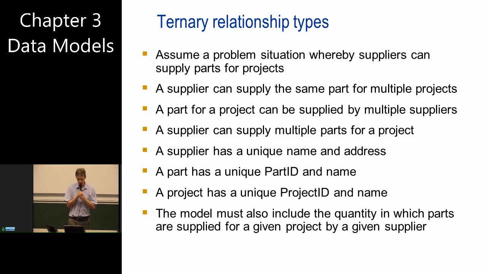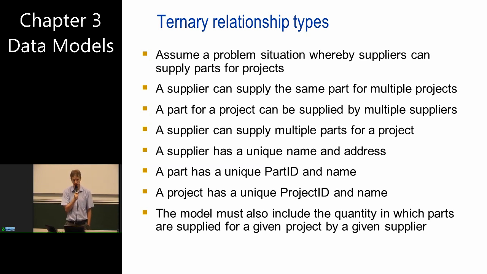Let's have another look at relationship types, because most of the relationship types that you're going to see will be binary relationship types. That means that you're going to have 2 entity types participating in them. But it need not be binary. It could be ternary. Assume a problem situation whereby suppliers can supply parts for projects, and a supplier can supply the same part for multiple projects. A part for a project can be supplied by multiple suppliers. A supplier can supply multiple parts for a project.